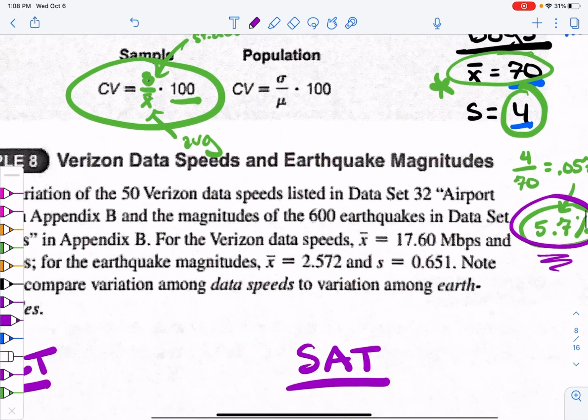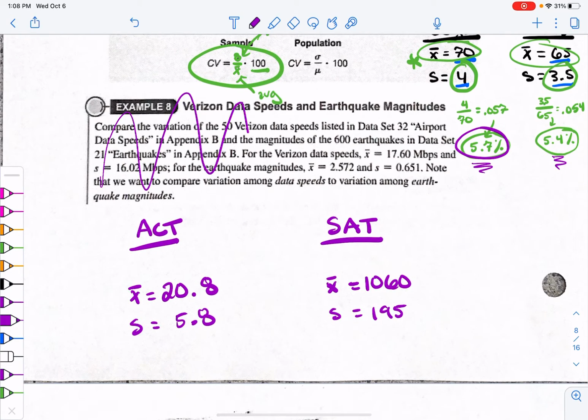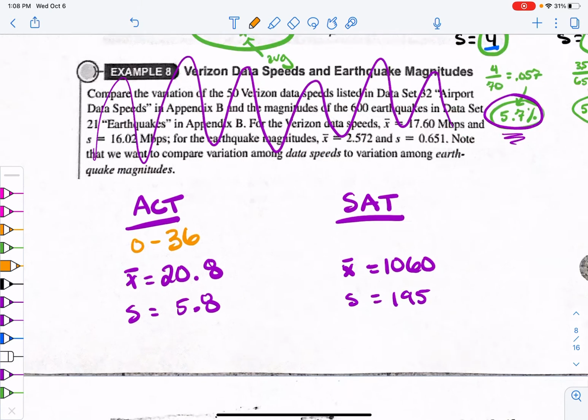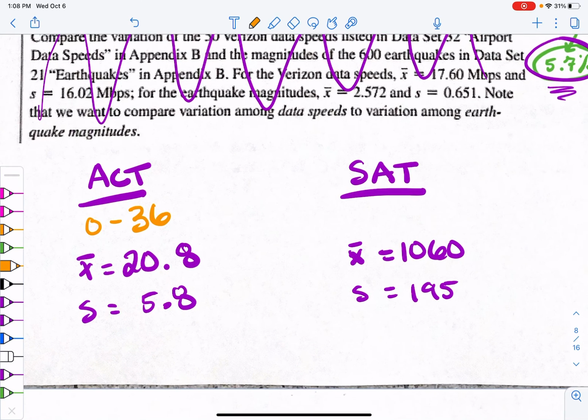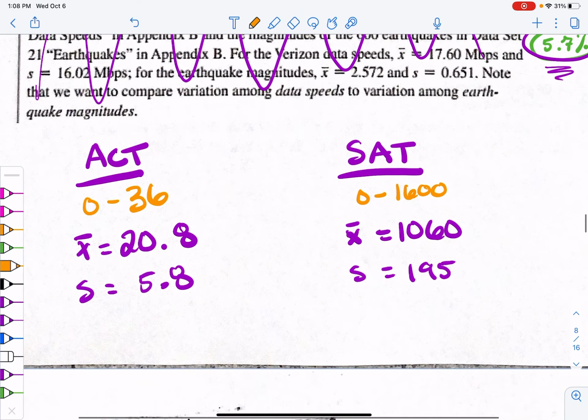All right. Now we're going to do another example of that, and I'm getting rid of this example. I don't want to do Verizon data speeds and earthquakes, so I made up my own example. And we did look these up in class. We said ACT scores go from 0 to 36. And we found the average, and I think this might be across the United States, I'm not really sure, but the average is 20.8, and the standard deviation is 5.8. SAT scores, they said, would go from 0 to 1600. The average is 1060, and the standard deviation is 195.